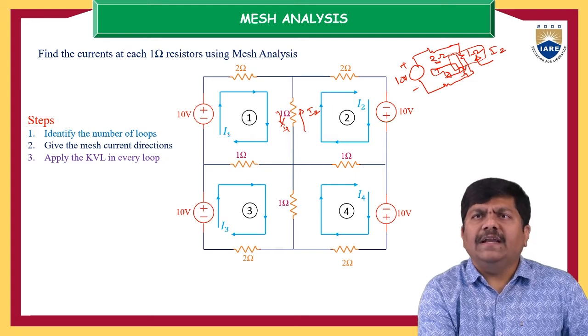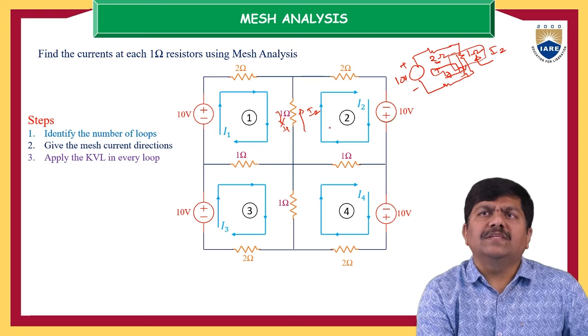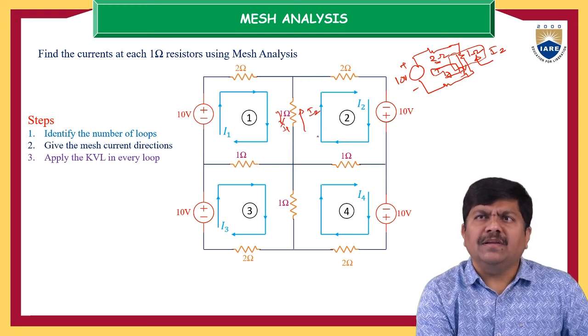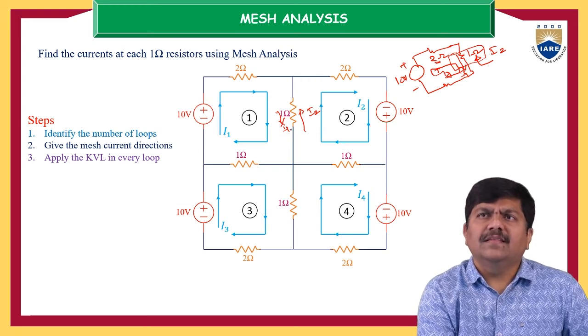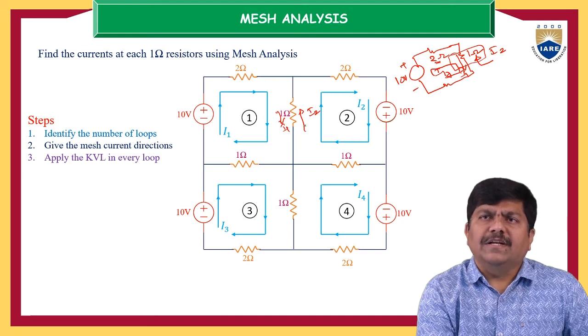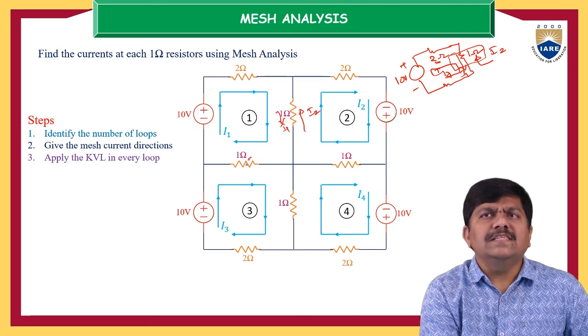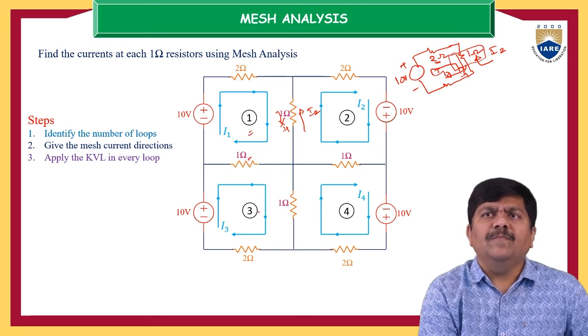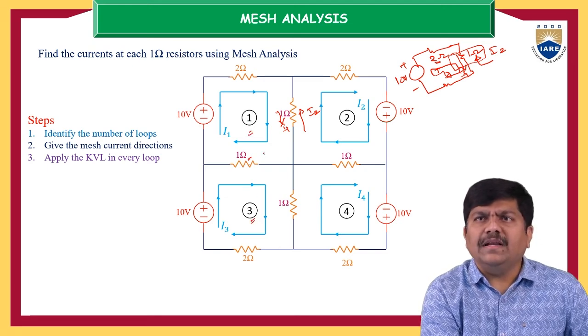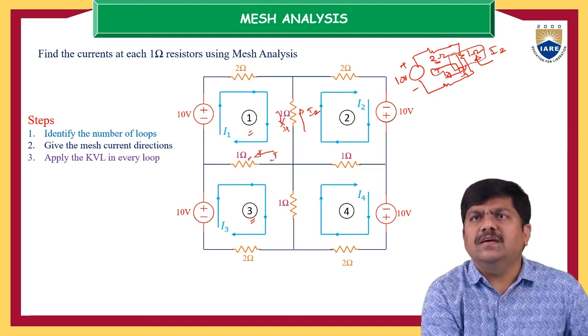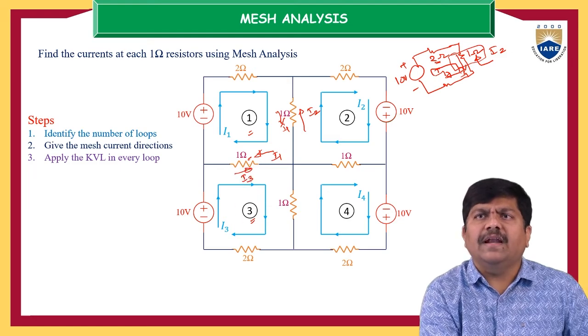Of course, we are taking individual loops, but in the individual loop, for the common branches you have to pay a little bit of attention while calculating the drop across those elements. Similarly, there is one more 1 ohm resistance, shared by loop 1 and loop 3. The loop 1 current is coming from right to left, so this is the I1 current. But the I3 current is coming from left to right. So this is I1 and I3.